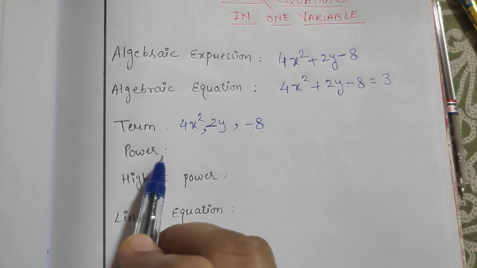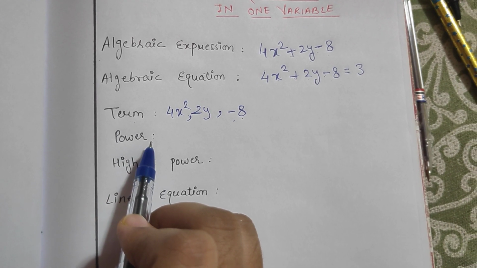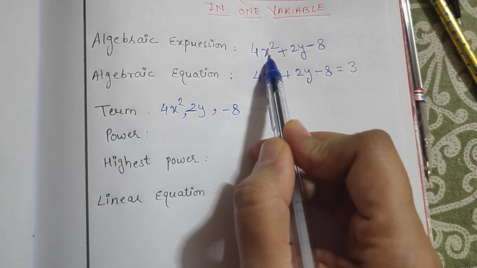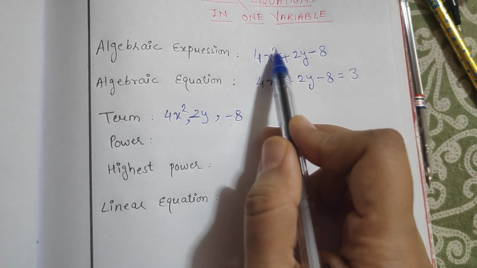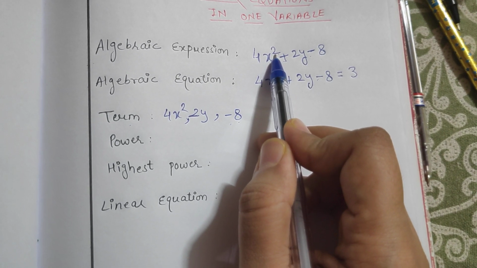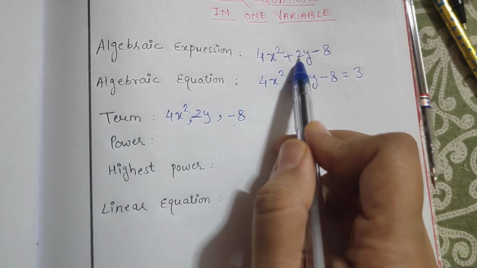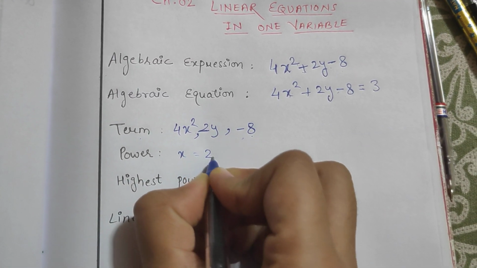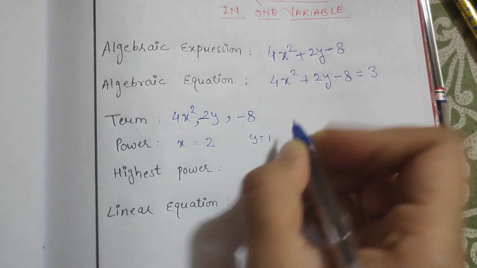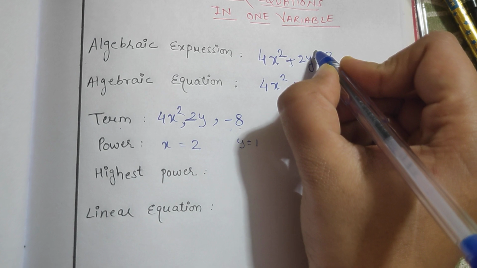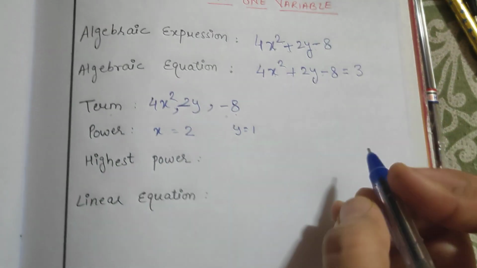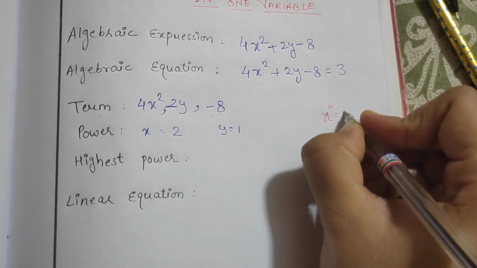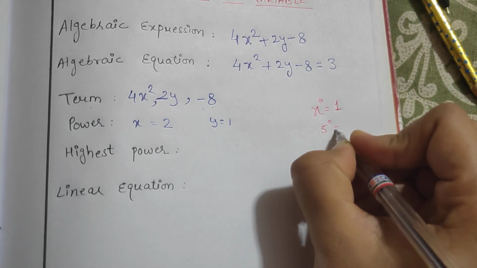Now let us see what is power. In lower classes you have already studied about power. It is nothing but the exponent. Here the base is this variable x and it has 2 at the head. So it is called the power. Now if you see here 4x square plus 2y minus 8, here if we see the powers, x has power 2 and y has power 1. Here nothing is written. It means it is 1. It is not 0. I hope you know that anything raised to power 0 becomes 1. 5 raised to power 0 becomes 1.